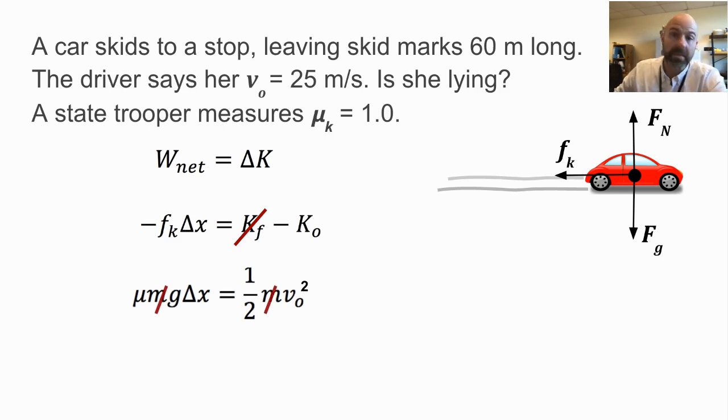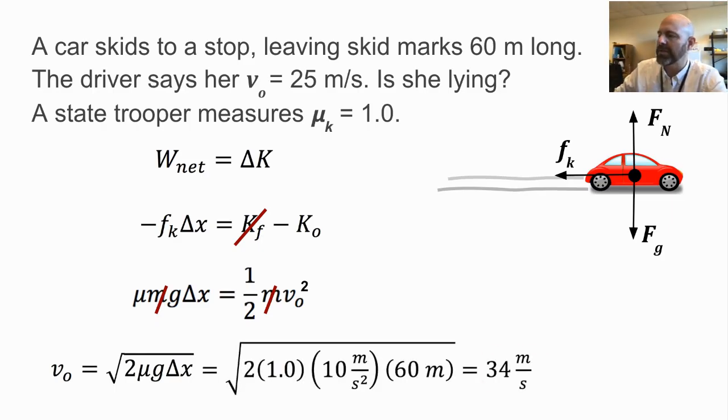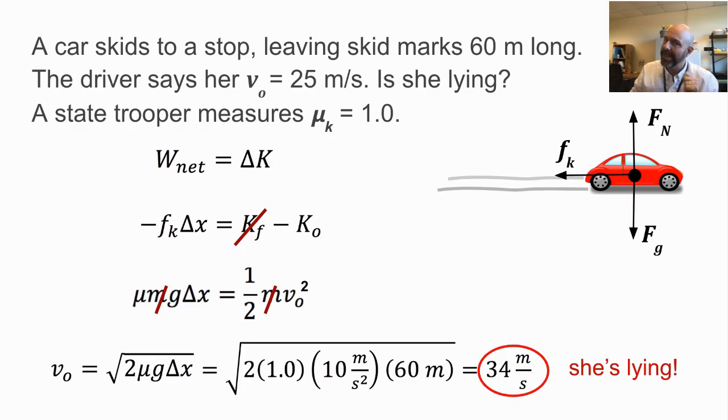The m cancels out of the equation very nicely, and we end up with v naught equals the square root of 2 mu g delta x. Plug in all our values and we end up with 34 meters per second. That is faster, probably speeding in this case, than the claimed starting speed.